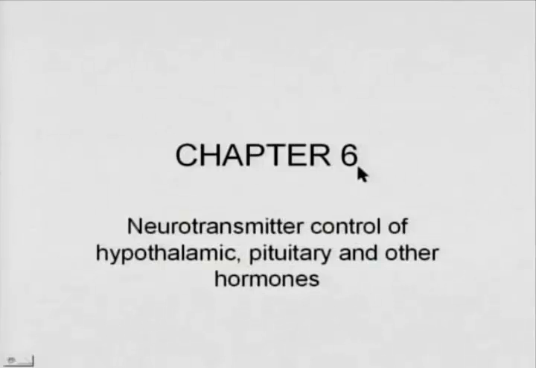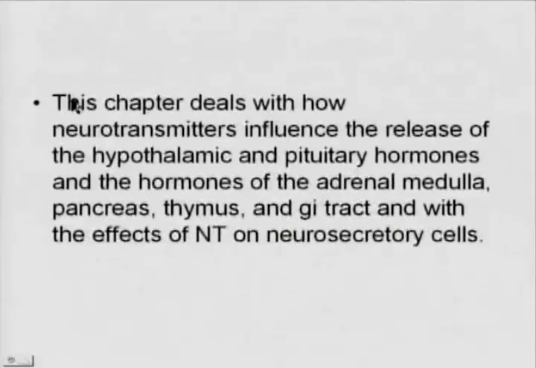In this lecture, we are discussing Chapter 6, the neurotransmitter control of hypothalamic, pituitary, and other hormones. This chapter deals with how neurotransmitters influence the release of hypothalamic and pituitary hormones and the hormones of the adrenal medulla, pancreas, thymus, and GI tract. These we will not discuss in any great detail at this time, and with the effects of neurotransmitters on the neurosecretory cells, again, in an introductory and overview fashion.